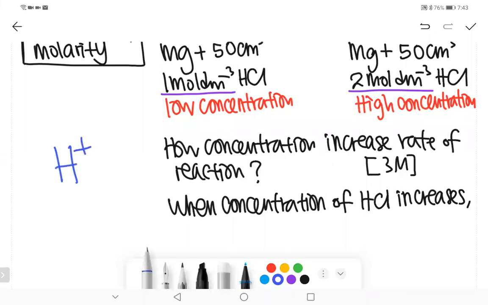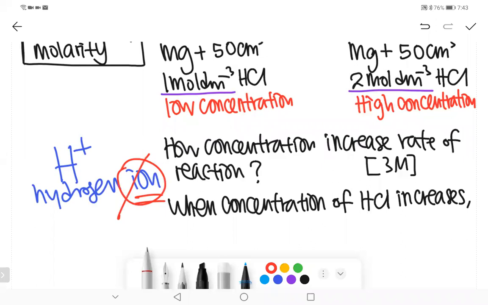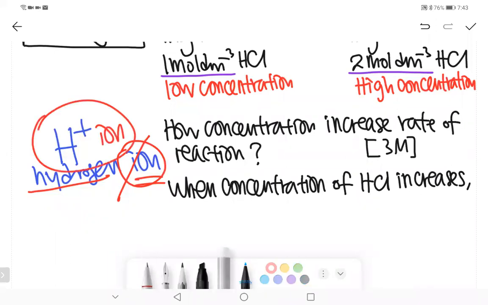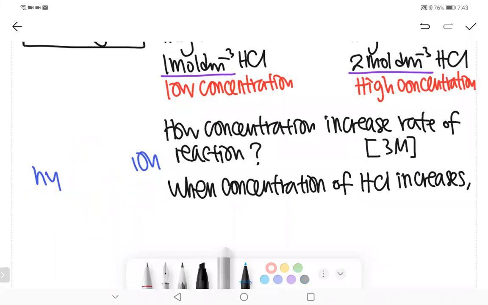You can call it H plus or you must write hydrogen ion. You must put the word ion. If you don't put the word ion, it's wrong, because if you only write hydrogen, the examiner might think you refer to H2. So you must mention hydrogen ion, or you can write H plus ion. Anything with a charge, you must put the word ion. So yes, the most important thing is H plus ion.